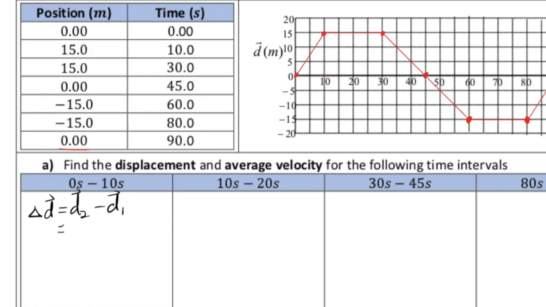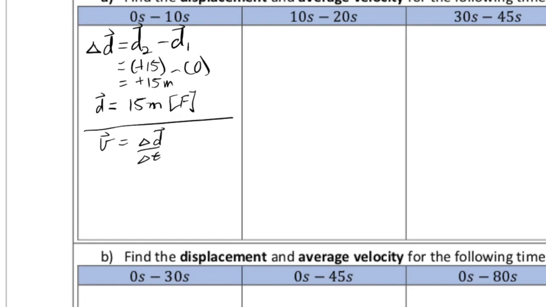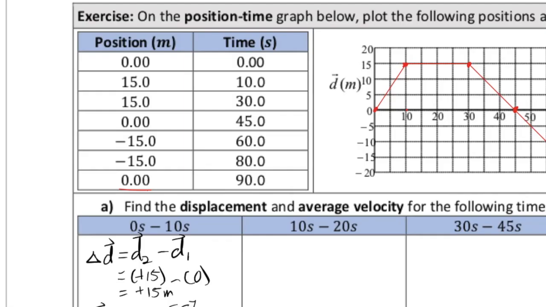Now, I'm just going to use positive and negative because we don't really know which directions these are. Technically, forward and backwards would be your default, but our final position, positive 15 meters, where our initial position was 0. So therefore, our displacement in this section is 15 meters forward. Finding the average velocity, that's just your displacement over time, which works out to positive 1.5 meters per second forward. Next, let's focus on the next time interval. That's between 10 seconds and 20 seconds. So that is this segment right here.